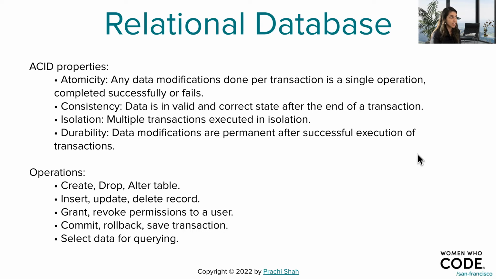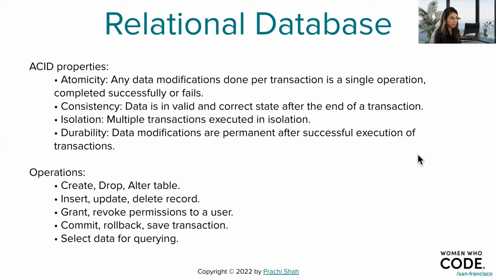Isolation is multiple transactions executed in isolation. So there's some form of parallelism here where, on the same set of data and on the same database instance, you can keep on having multiple data modifications or transactions, and they all work basically isolated. And even after all this, your data and your database are still in a valid, consistent, and correct state. Durability: data modifications are permanent after a successful execution of transactions. So once you have modified your data, those modifications are considered permanent until there is another update to that particular set of data, in this example.